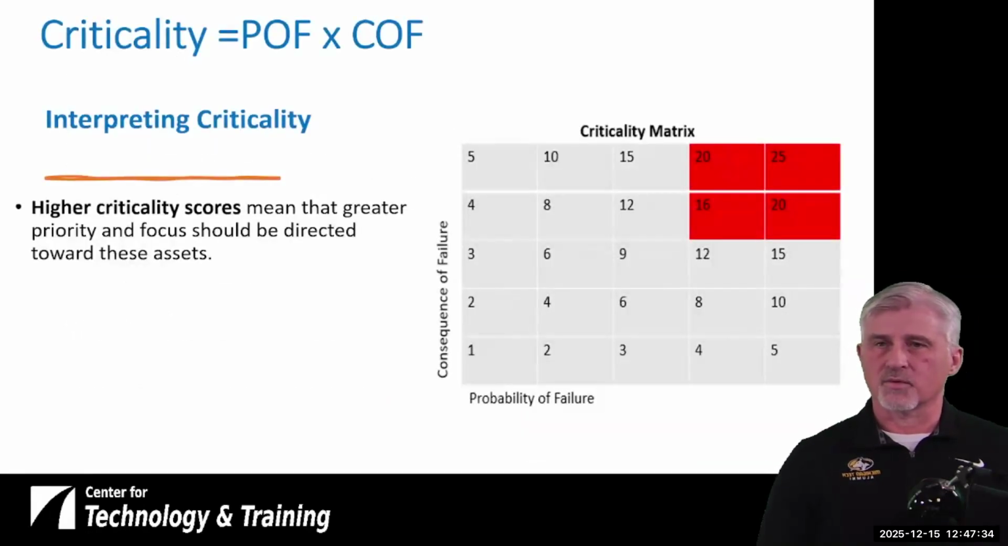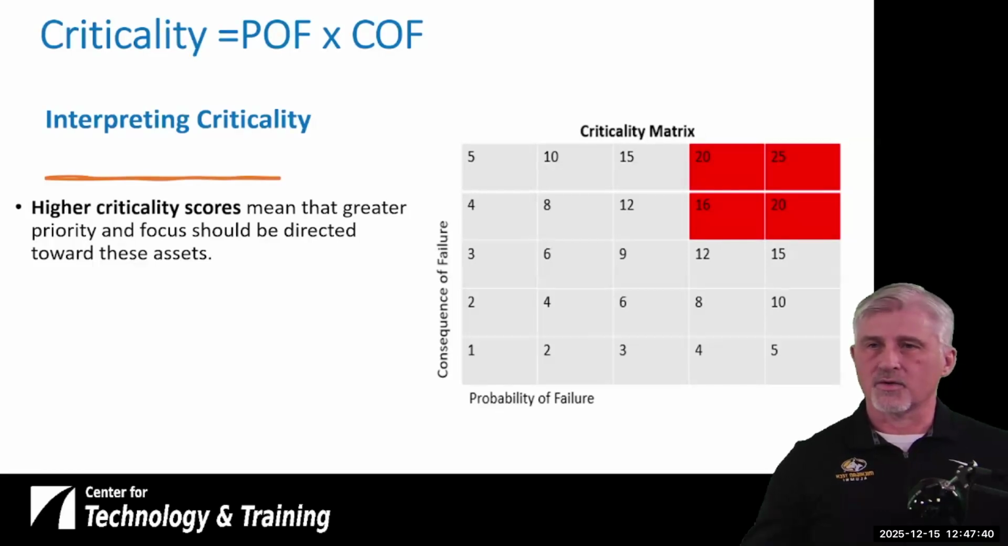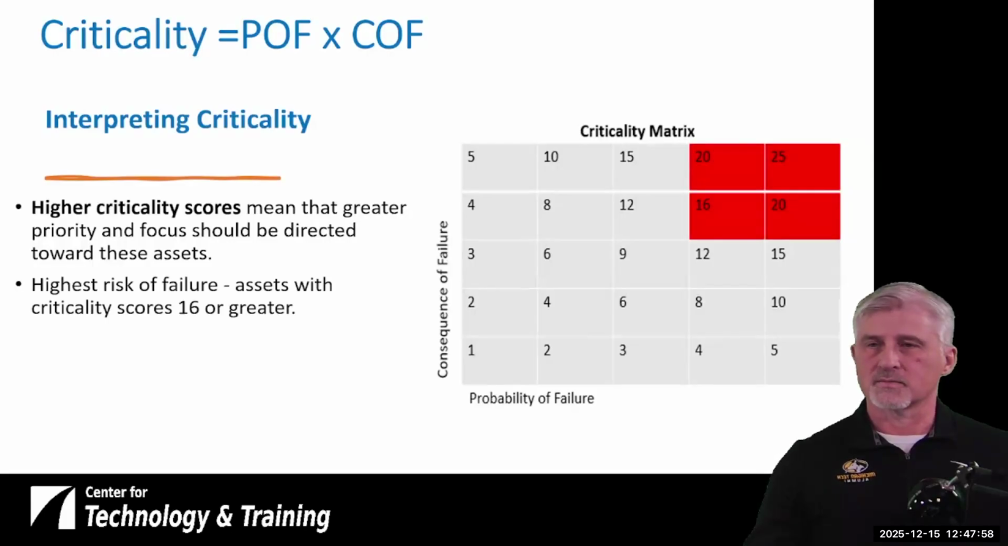So how do we look at that if we're going to compare that to other things? As I said, the higher the criticality, the more we have to worry about those higher criticalities than the lower ones. And that's where we need to focus our efforts and our finances, towards those high criticality assets. Highest risk of failure are assets with criticality scores of 16 or greater. So if we're up in this top right quadrant, those are our problem children, and those would be the ones that we should address first.